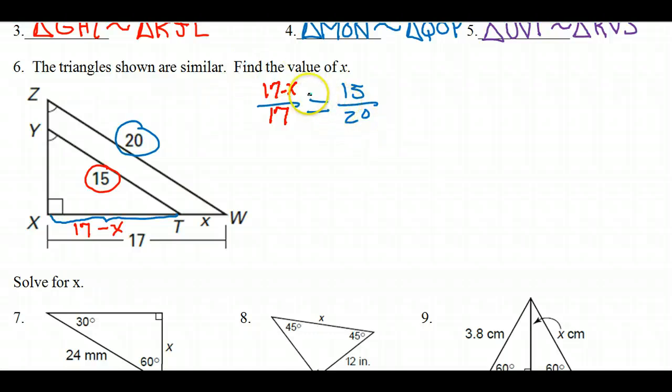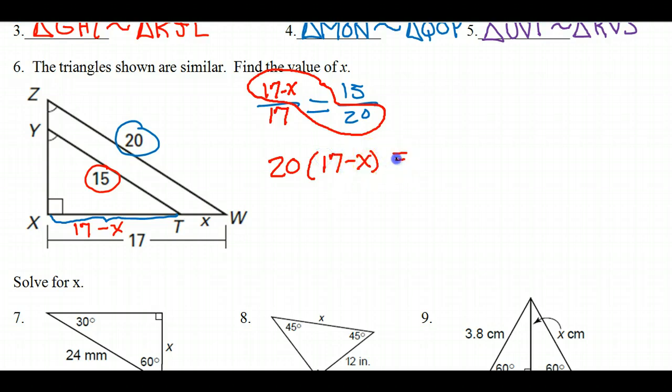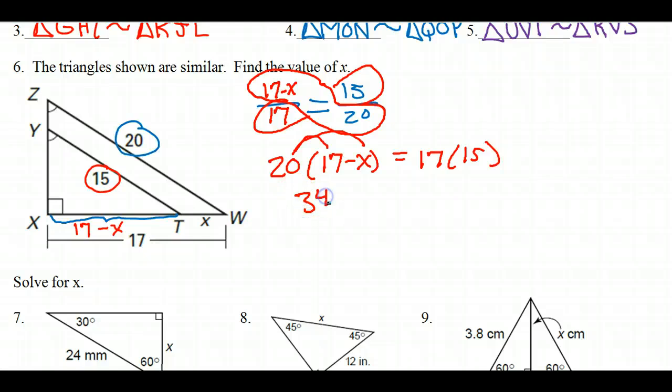So if we cross multiply now, if I do this diagonal like this, in fact, let me show my work this time. So this would be 20 times 17 minus x equals, and then if I do this diagonal like this, 17 times 15. So if I do a little distributive property here, it's 20 times 17, it's 340. So this is going to give me 340 minus 20x.